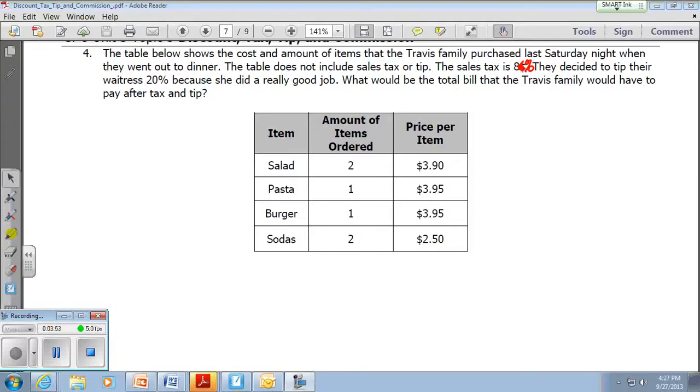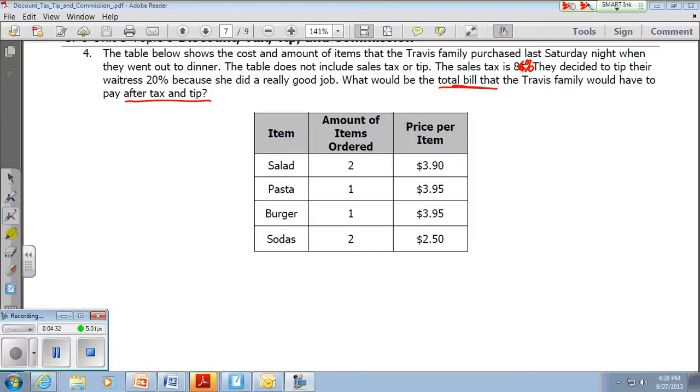Now, we're looking for the total bill after tax and tip. Something you need to understand is that we need to calculate the tax first and then do the tip. The tip should be on the total with the tax. So what we're going to do is total up all of our items ordered, and that's our first step. Then we're going to find 8% of that to get our tax, get that total, and then do 20% of that for the tip. So there's a whole bunch of steps to this problem. Just do the first step at a time, and then do your second step, third step, one step at a time.